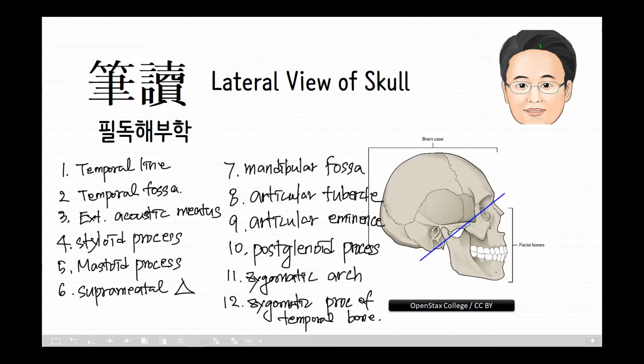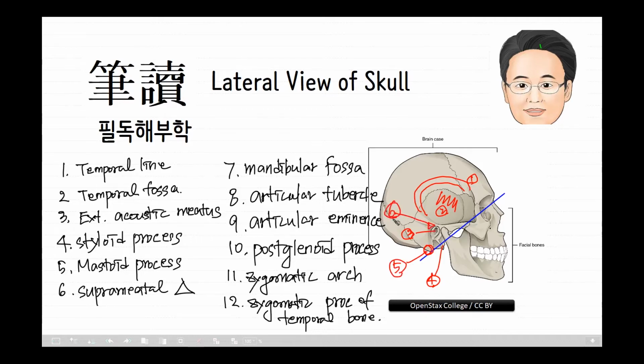In this figure, number 1 is like this. Number 2, temporal fossa is here. Number 3, external acoustic meatus is here. Number 4, styloid process is here. Number 5, mastoid process is here. Number 6, suprameatal triangle is probably located here.